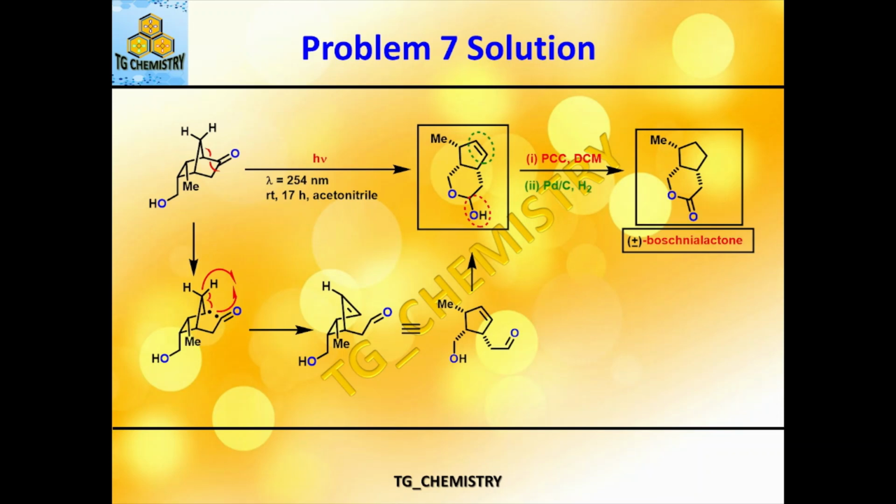Okay, so this tetrahydropyran-2-ol derivative then undergoes an oxidation reaction first. That is, the secondary alcohol will be oxidized to the ketone, making it a lactone, and the olefin which is present in the fused cyclopentene ring will be reduced, and we will get a cyclopentane ring only. So eventually that will end up with the formation of Bosnia lactone as the main product. So this is an example of a Norrish type 1 reaction which is used for the formation of a natural product.